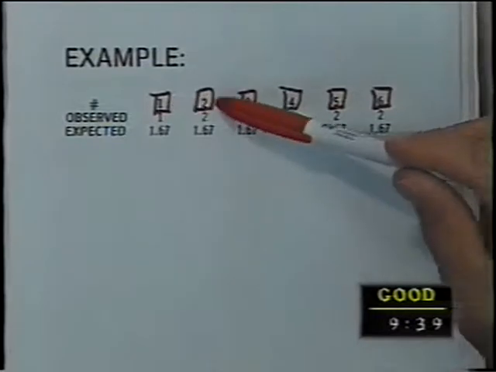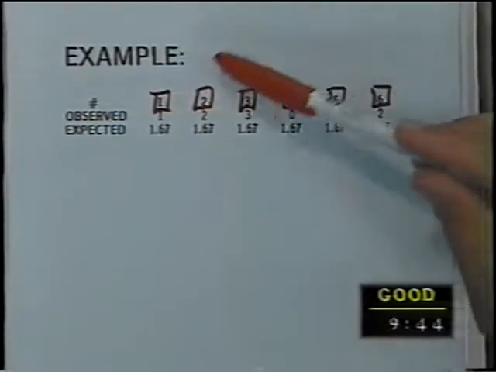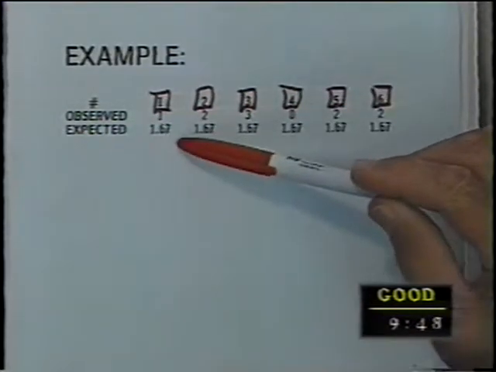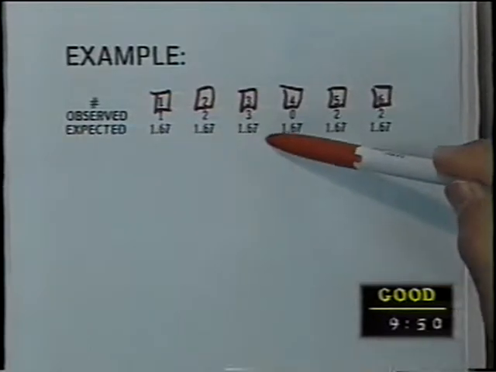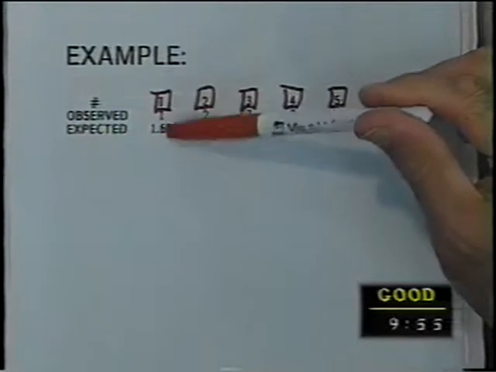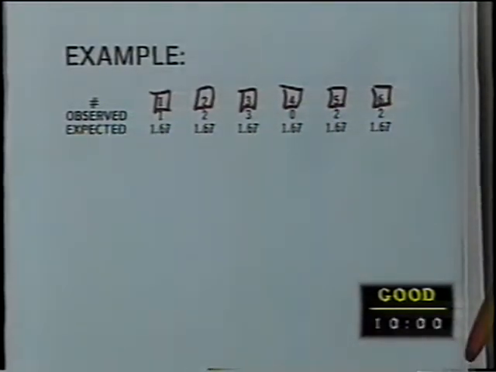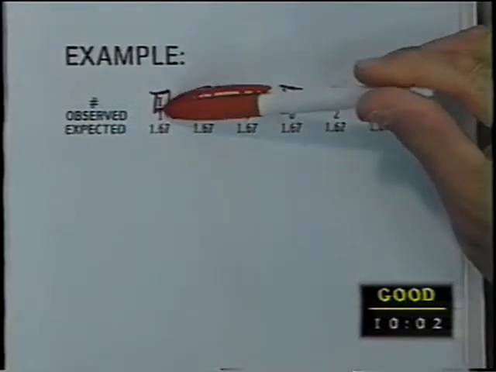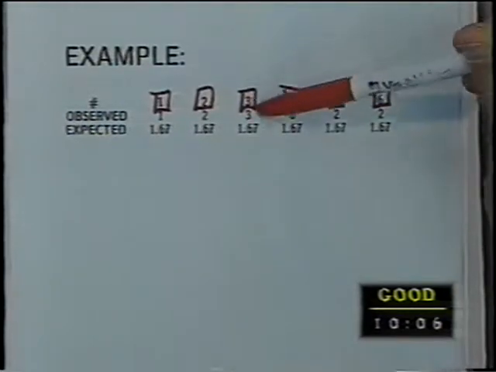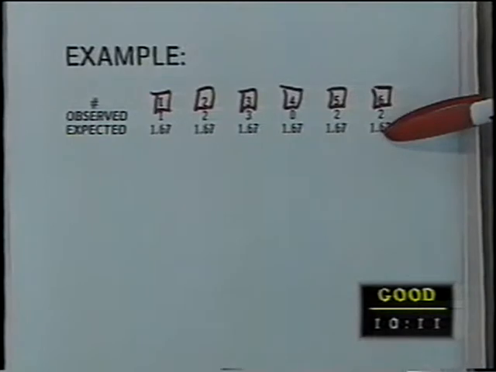Well, if they're equally likely, as the assumption says, and I roll it 10 times, then I should expect each one to come up the same number of times. And the number which does that is 1.67, 1 2/3 times each. Now, remember, expectations do not have to be whole numbers. And of course, you can never obtain 1.67 times. However, this is the expected number.